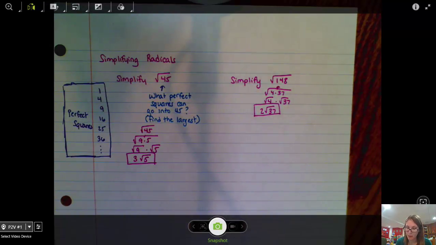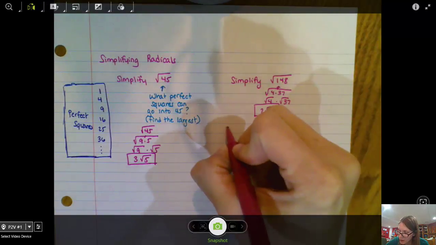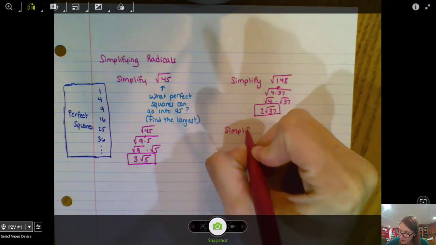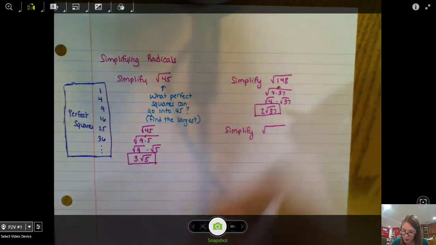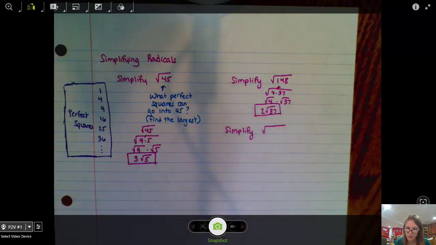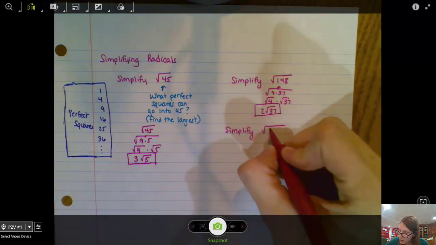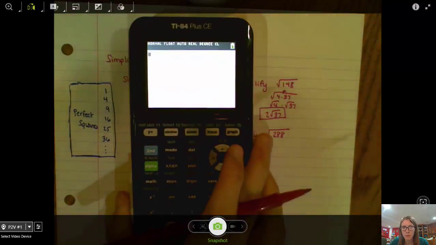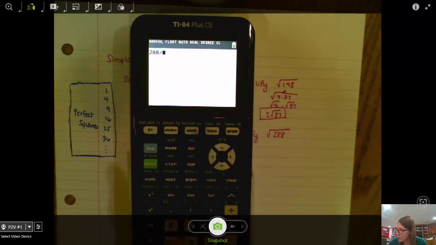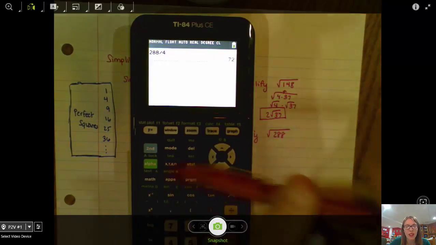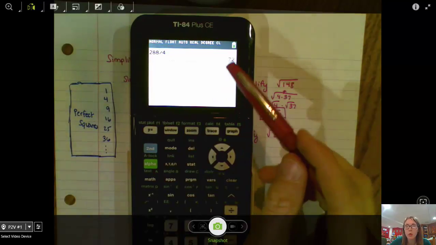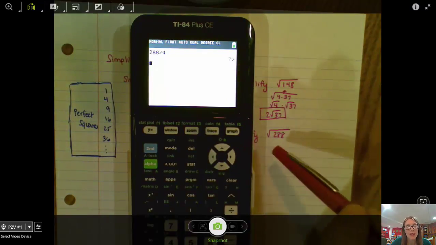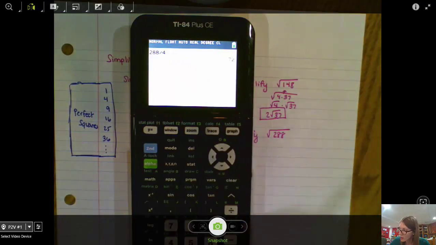All right, let's do one more. Really, I kind of lied a little bit here. Let's simplify the square root of 288. Again, I want to find my largest perfect square that goes into 288 evenly. Let's try 288 divided by 4. When I get 72, I'm going to guess that if 72 goes into 288, there's a number that's bigger than 4.